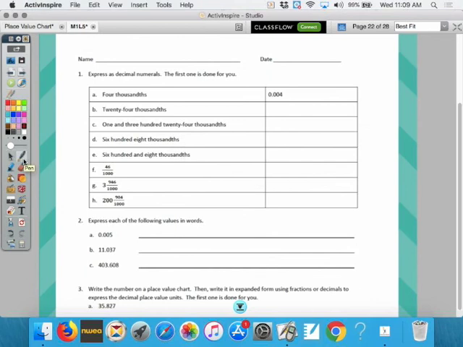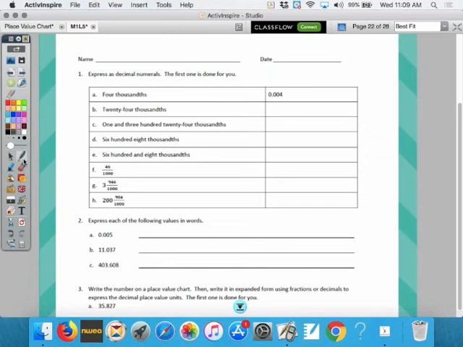Let's read the directions for number one. Express as decimal numerals. Now, here's what they want you to do. They want you to raise your hand and say, Mrs. Lewis, I don't know what a numeral is. I know, that's what they want you to do, but what you're going to say is, oh, that looks kind of like number. So I'm going to assume that means number, okay?